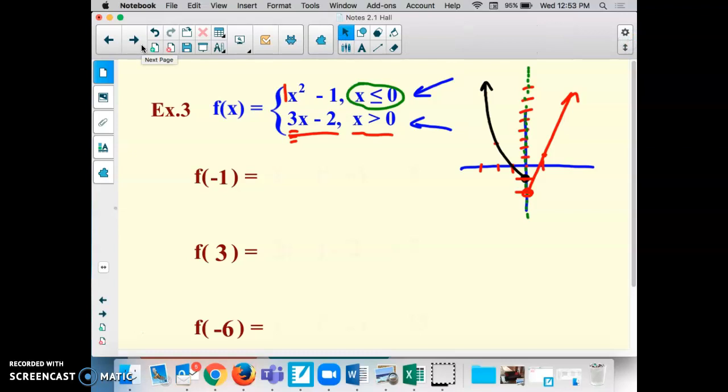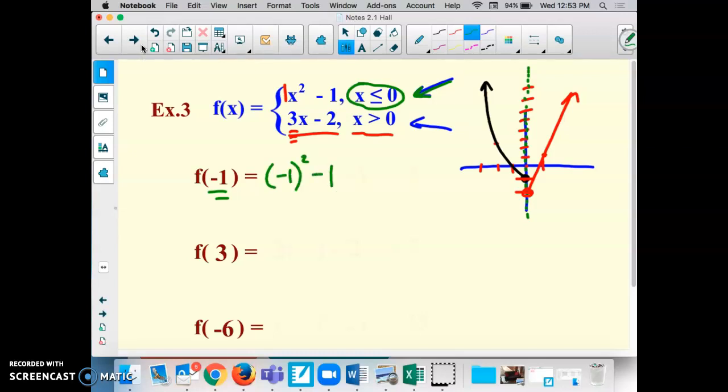So now, let's go ahead and evaluate. The first one says f of negative 1. Well, let's just think about where that fits. Negative 1 is less than or equal to 0. So again, we're going to plug that into the first statement, or the first equation, or function. And then evaluate. So instead of x, I'm going to put negative 1 squared minus 1. That equals, negative 1 squared is 1, minus 1 equals 0. The answer there is 0.